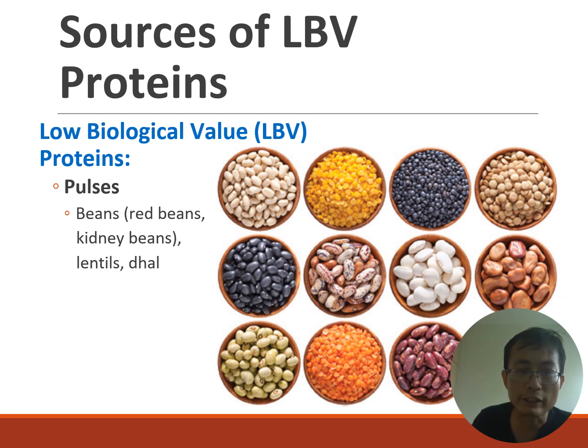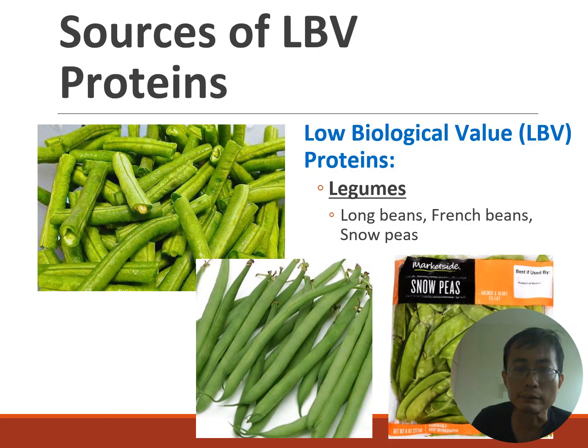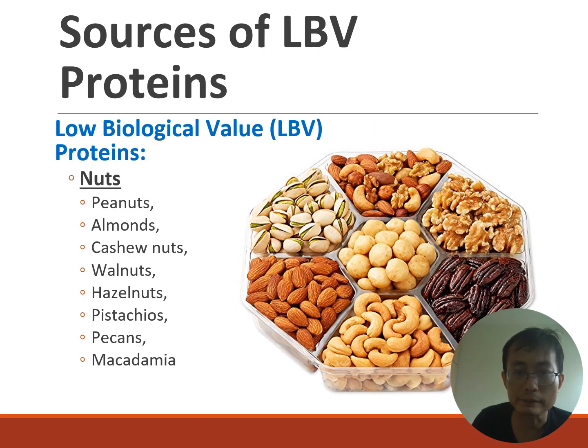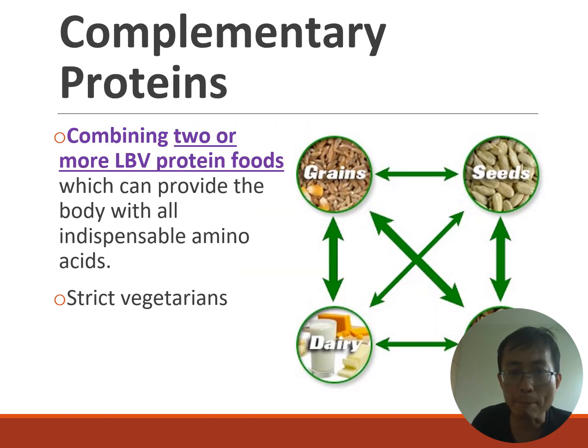Now, the low biological value proteins are your pulses, which are your various kinds of beans, your legumes, and your nuts. These provide you with the low biological value proteins. And by combining different low biological value proteins, it can provide your body with all the essential amino acids. And that's very important knowledge for vegetarians.